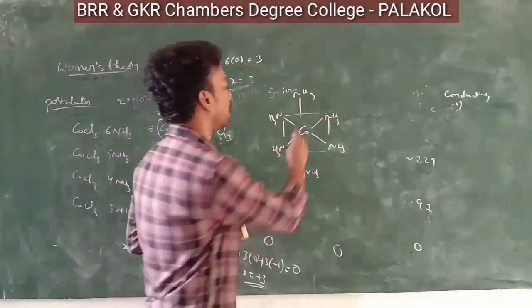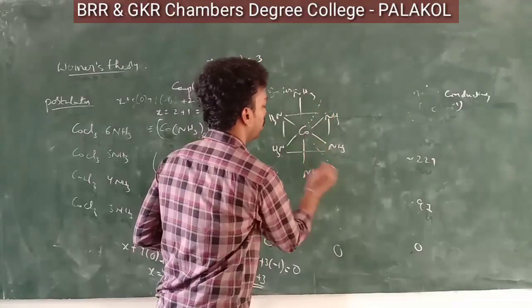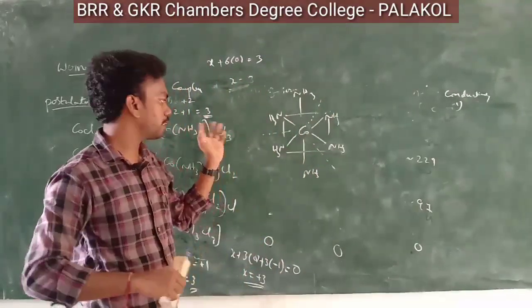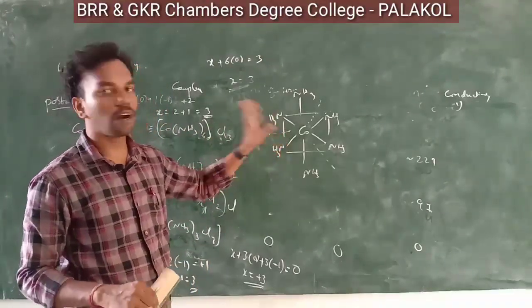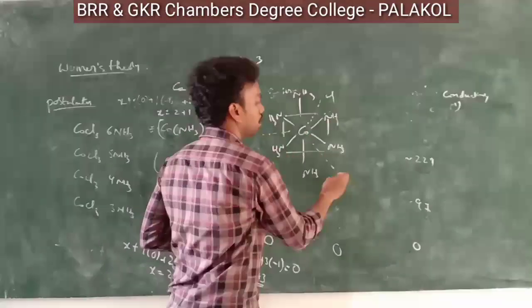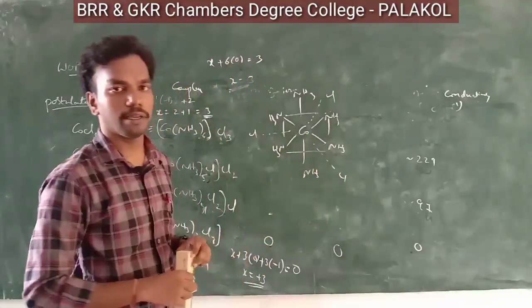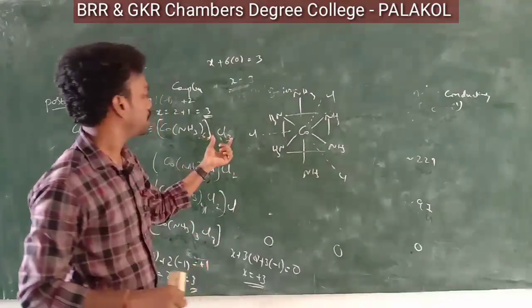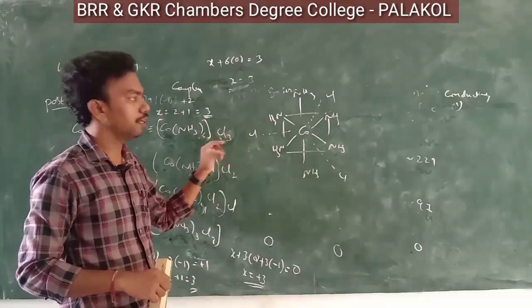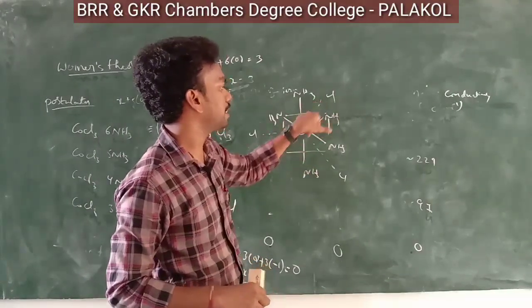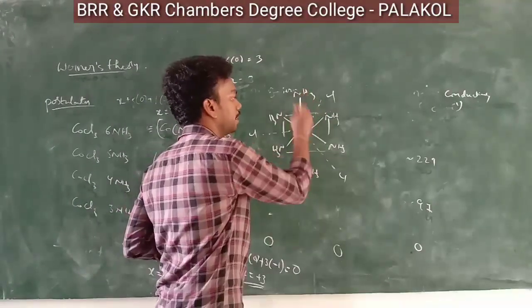And these three chloride ions are satisfying primary valencies. I told you, primary valency is represented as dotted lines and secondary valency is represented as thick lines. But when you write the structure of complexes, just ignore the 3Cl minus. The actual representation is: primary valency with dotted lines and secondary valency with thick lines.